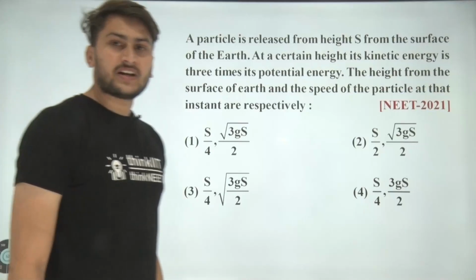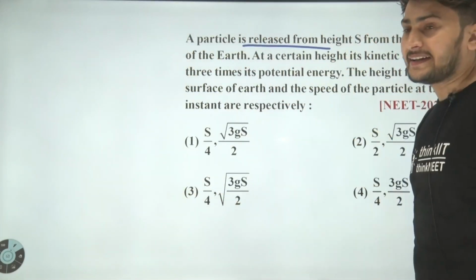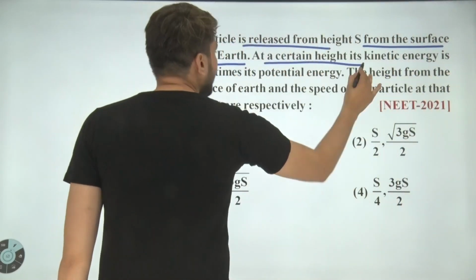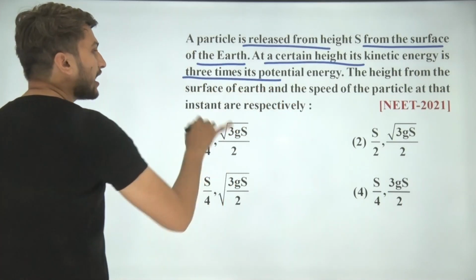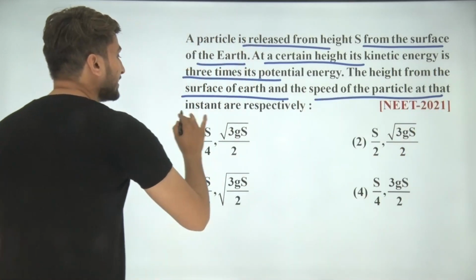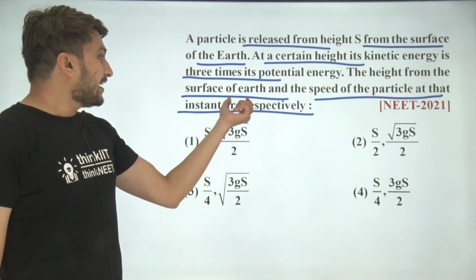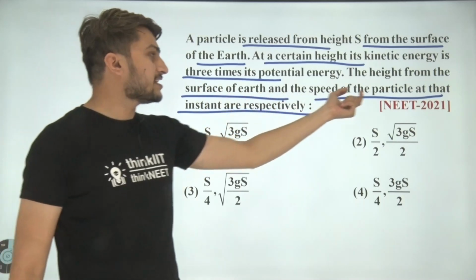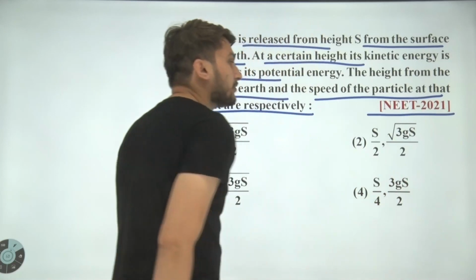Thank you. Hello students, the next question is: a particle is released from height capital S from the surface of earth. At a certain height its kinetic energy is 3 times its potential energy. The height from the surface of the earth and the speed of the particle at that instant are respectively... This question comes from NEET 2021.